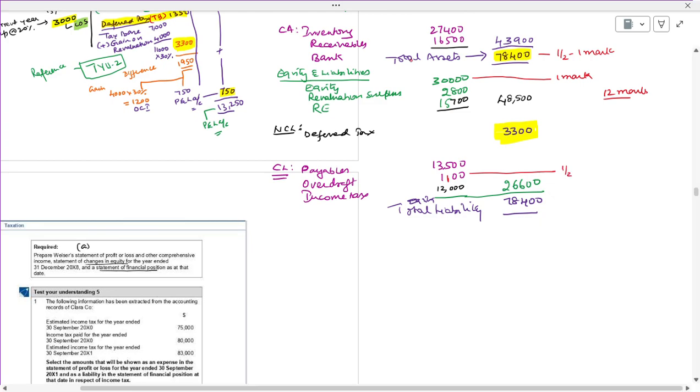If you see the marking scheme, half mark will be there. They will only deduct half mark. Totaling, they will not deduct again. They will deduct only half mark for 1,000 or 1,100. That's all.